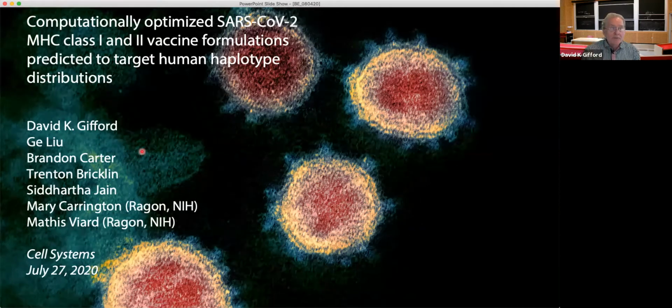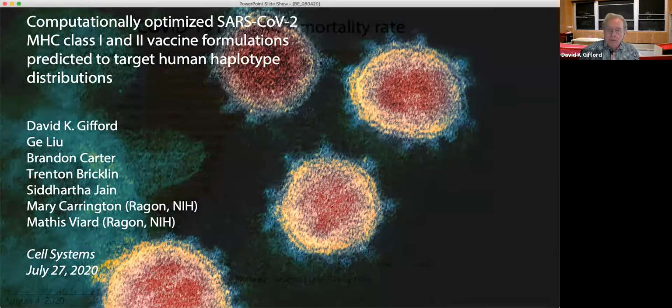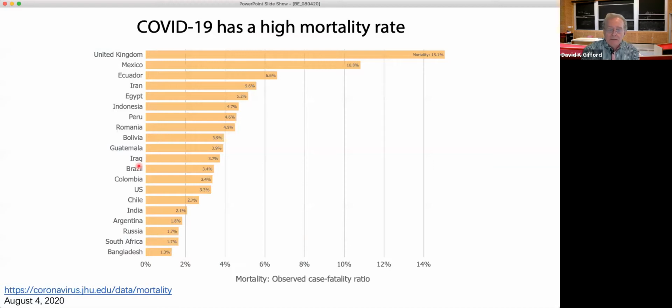Just to provide some context about COVID-19, I thought it would be useful to share some recent statistics about the fatality rate of this disease as of yesterday. Of course, this could be overestimated given that certain people present asymptomatically with the disease. But as you can see, in the United States, about 3.3% of the cases are fatal, whereas in the United Kingdom, surprisingly, the mortality rate is much higher. This just reemphasizes how important addressing this disease is as a global pandemic.